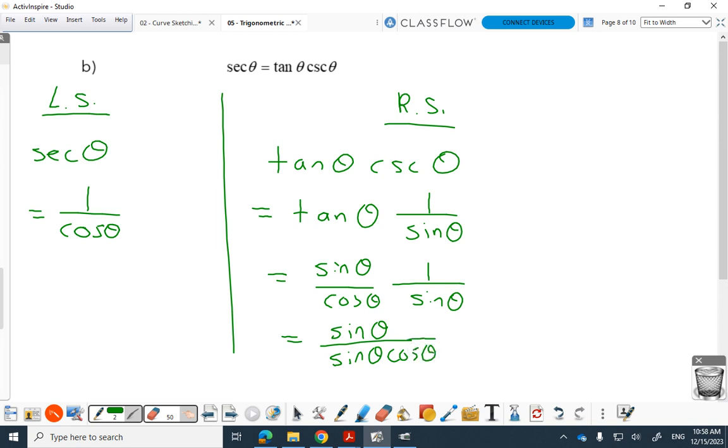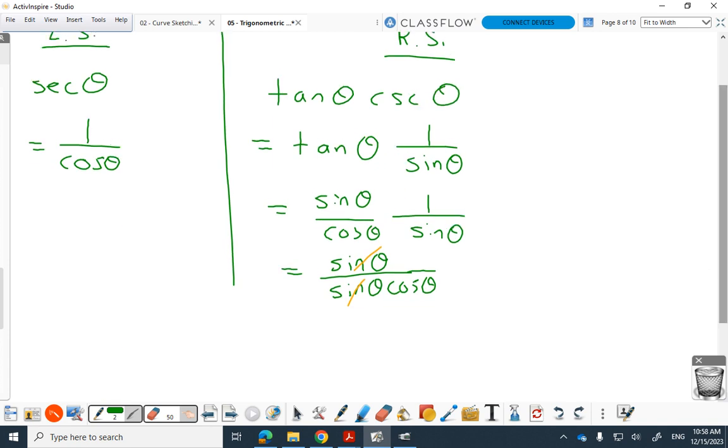And I'll switch to my cancellation orange. Some people are already ahead of me here. Geez, I'm getting a little better, eh? A little better. That cancels 1 over cos theta. Equals 1 over cos. Therefore, left side equals right side. Therefore, true.